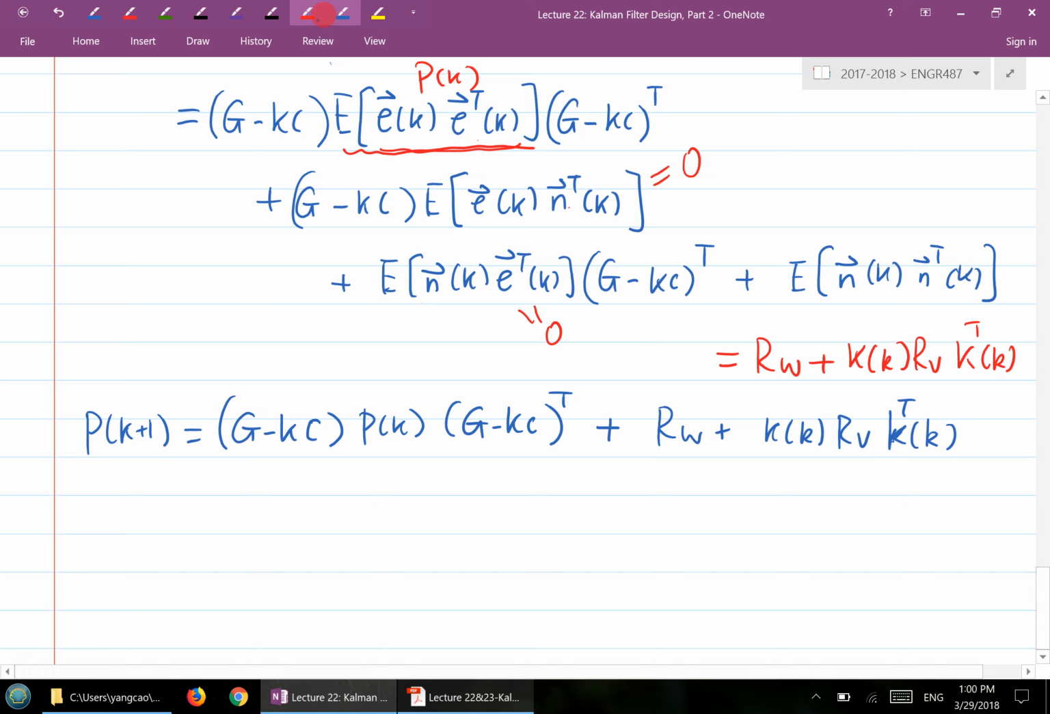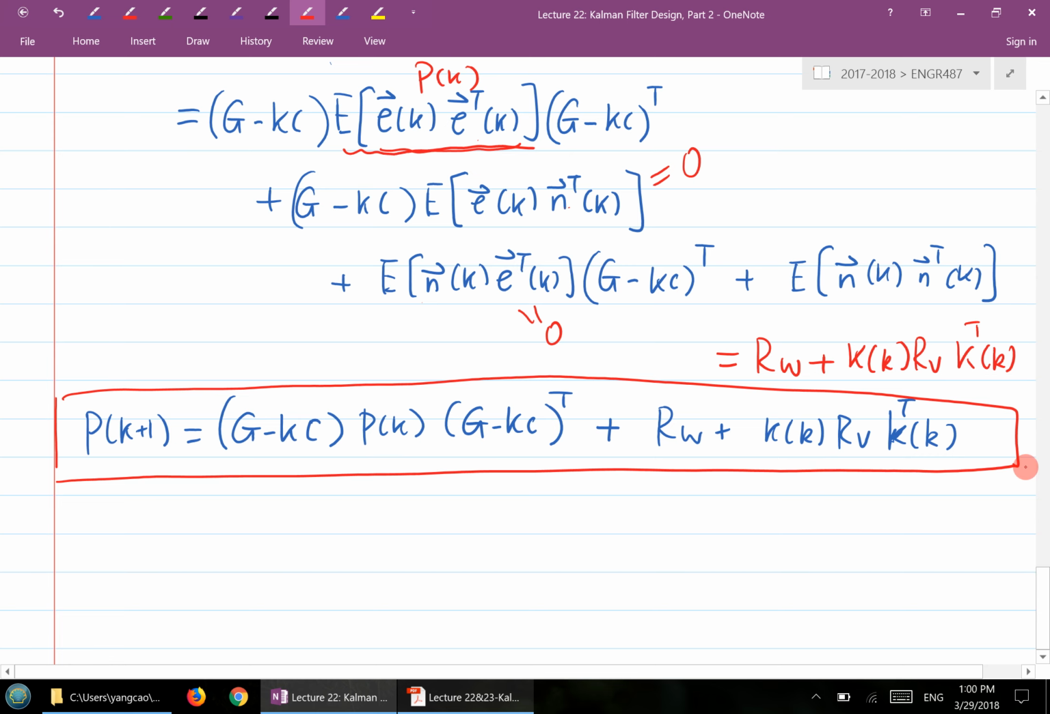And this one here is essentially what we're going to manipulate now to try to obtain a minimum value for the P here. When you see a minimization problem, it's always about what you manipulate to minimize that quantity. That makes sense, right? So in this case, what can we manipulate to minimize this P? K. Can we find an optimal solution for K such that P is minimized? P of k plus 1 is a function of K.